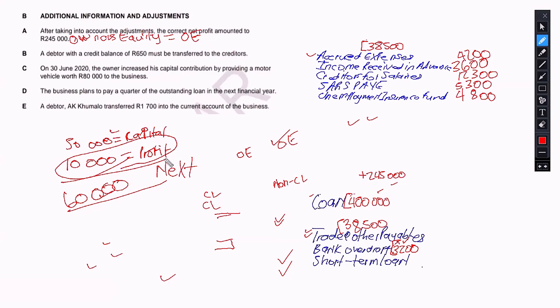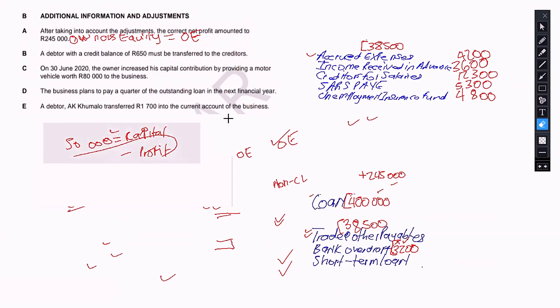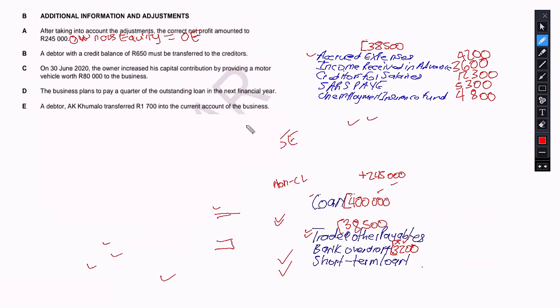Information B: a debtor with a credit balance of 650 must be transferred to the creditors. So basically, this person is no longer a debtor now, but is now a creditor. So how then do you tackle this adjustment? Let me do this one.